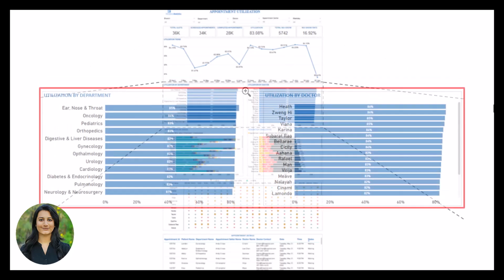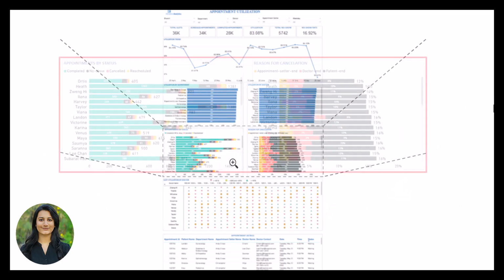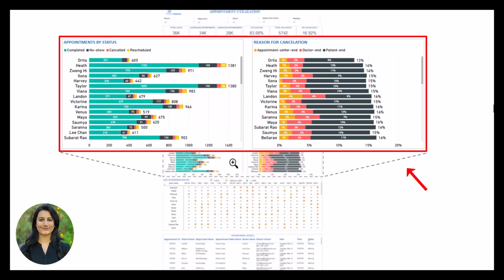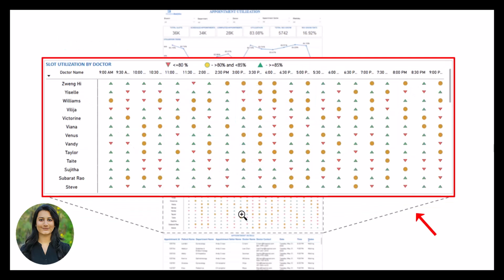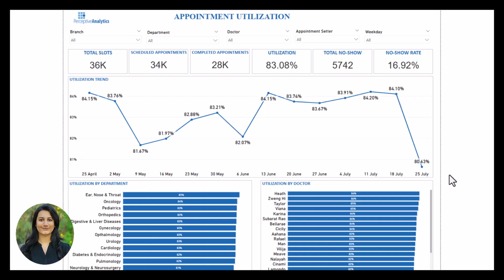The next section highlights how well each department and individual doctor are utilizing their available appointment slots. The next section breaks down how many appointments were successfully completed, how many got cancelled or were no-shows, and even shows whether the cancellation came from the patient's end or the doctor's end. Then we have a time slot level breakdown, which shows how effectively the available slots are being used throughout the day. And at the end, we have appointment level details. Now let's take a closer look.